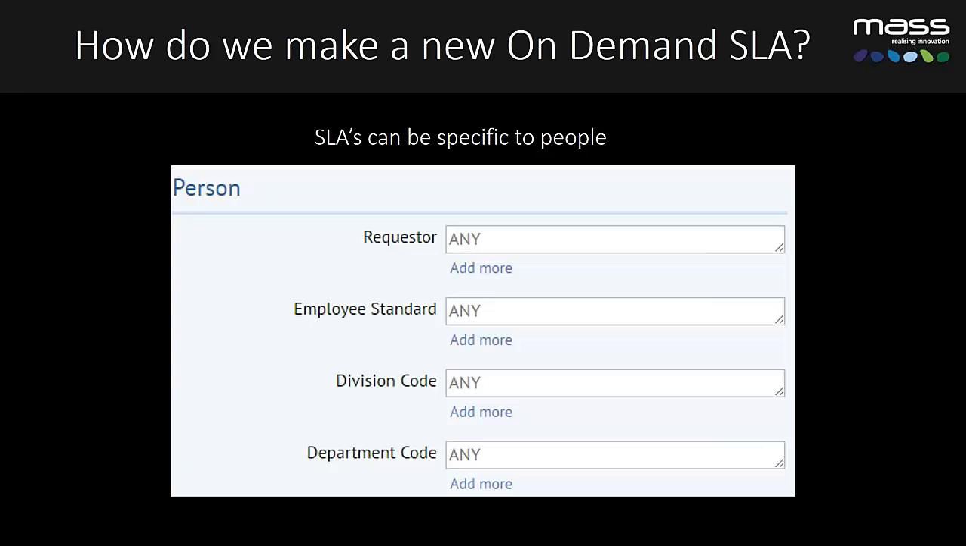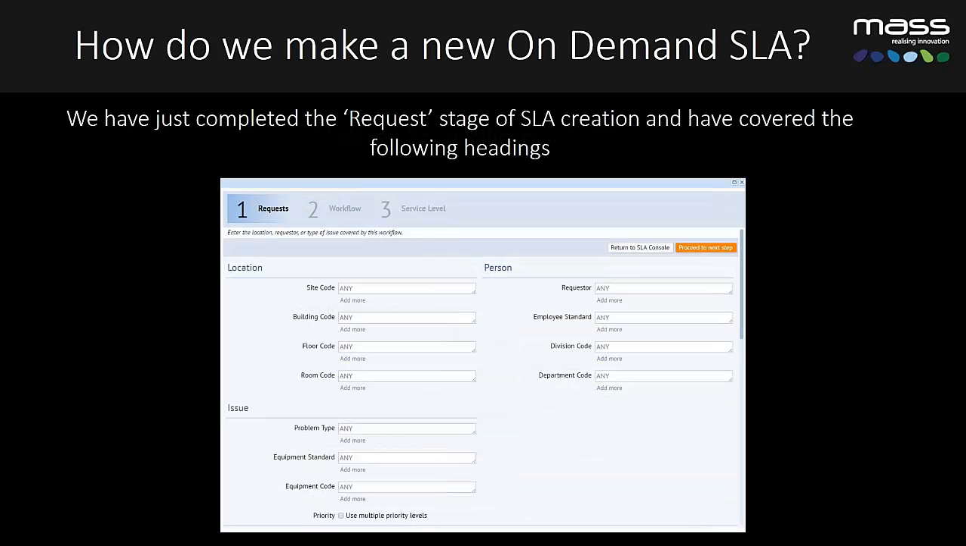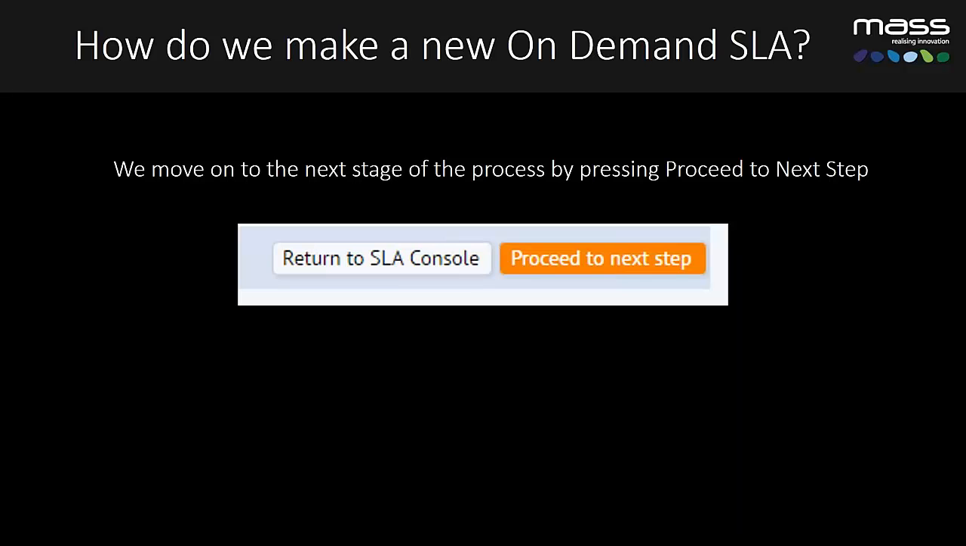The final heading of the request screen is Person. Here you are able to make SLAs specific to certain requesters by choosing them from a list under Add More. This is not often used in practice. For this example, I am going to leave this blank so the SLA covers all requesters. Here we have just completed the request stage of the SLA screen and have covered the following headings. We are now ready to move through the process to the second stage. We do this by pressing the Proceed to Next Step button available on the right-hand side of the screen.